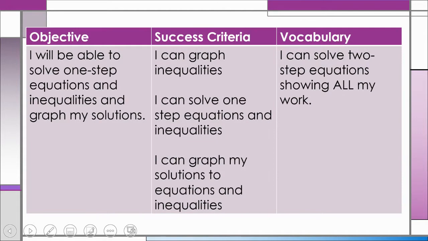All right, our objective for this video is I will be able to solve one-step equations and inequalities and graph my solutions. So we're going to be doing a couple things with each one. Some of you guys might feel more comfortable with one-step equations and inequalities, and some of you guys might need a little practice. But the next day, we are going to start working on two-step equations. So you really need to have a solid foundation.